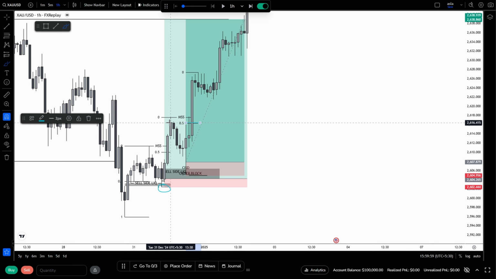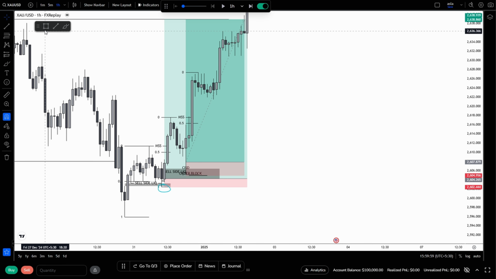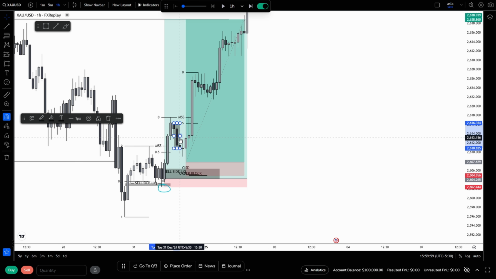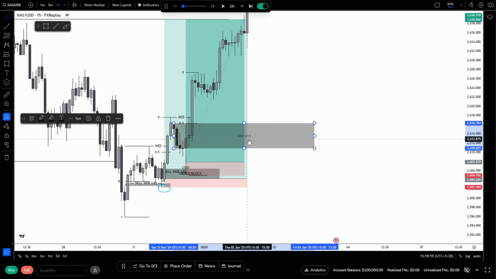As always, since the draw on liquidity remains bullish, the model focuses only on price delivery arrays located below the discount level. Within this discounted area, an order block is identified. This order block becomes the next potential point of interest for a continuation entry.